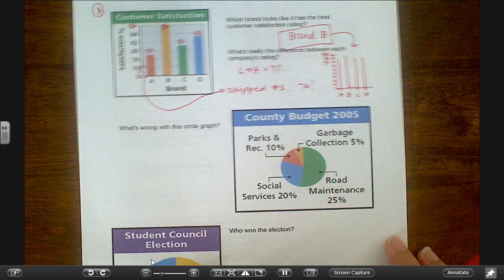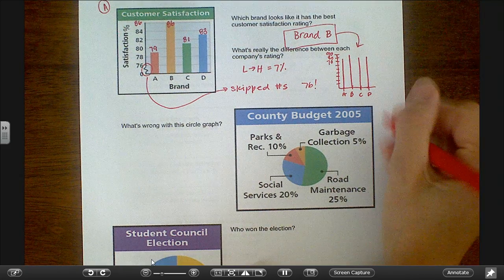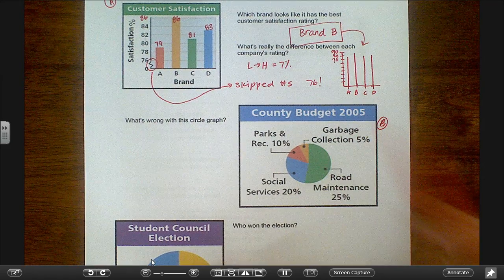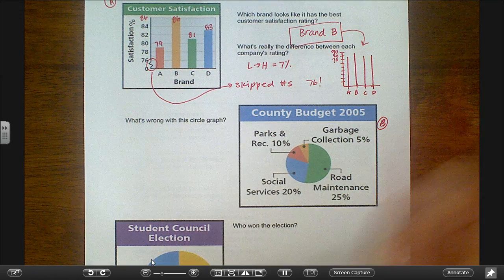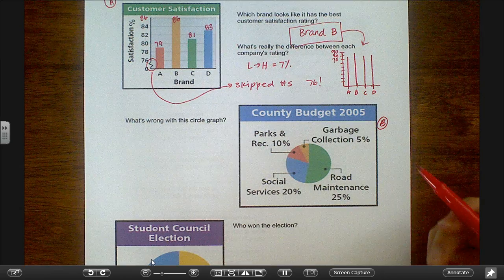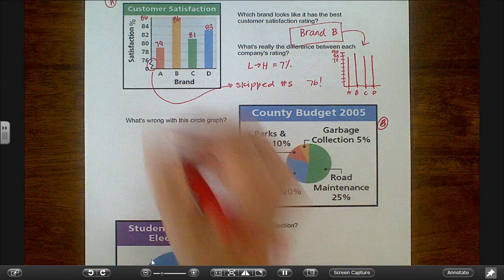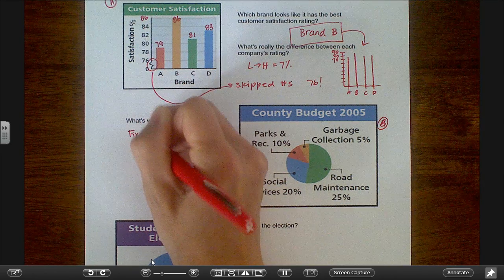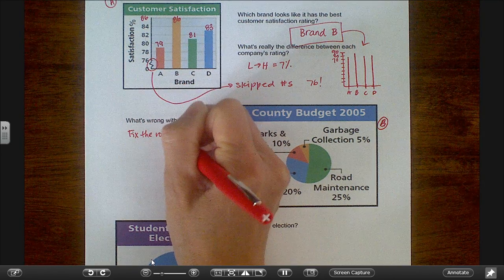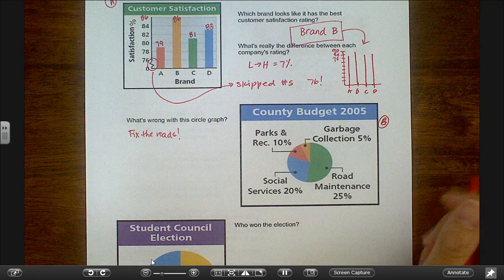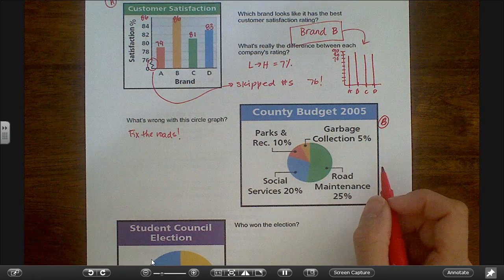All right, let's see. What's wrong with this circle graph? So we have, this is B, county budget from 2005. It's a long time ago. So what does it look like we spend a ton of our money on? Road maintenance, right? Fix the roads. And I'm not going to finish the rest of that, but it was our governor's rallying cry for her campaign last year. Fix the blank roads.